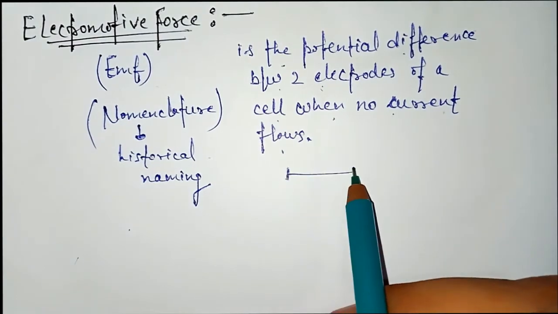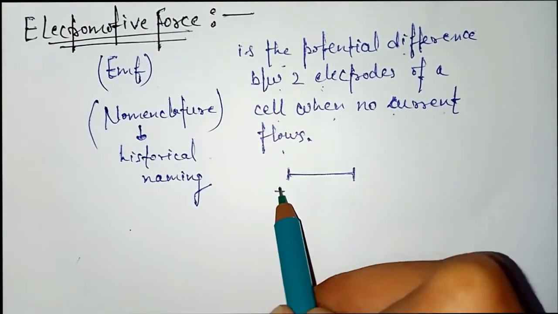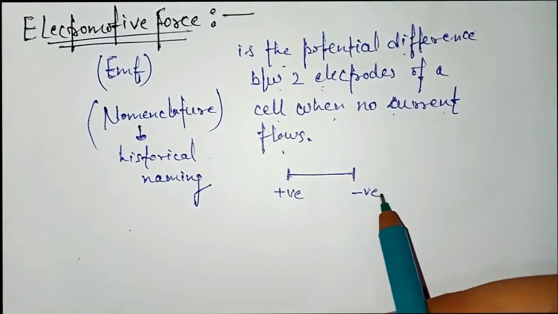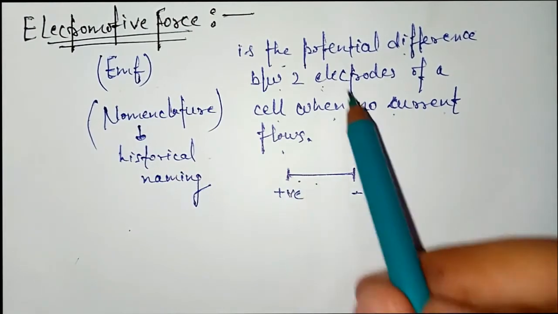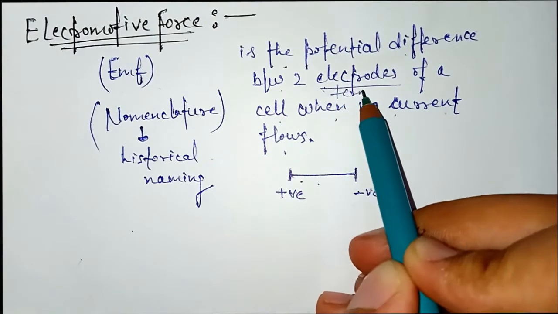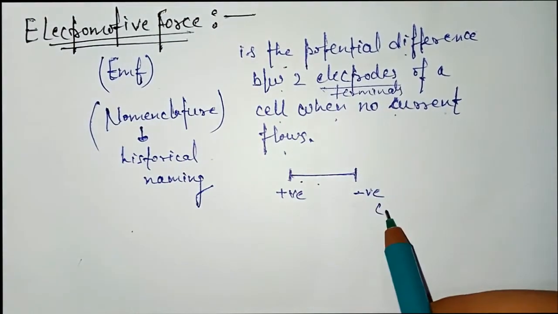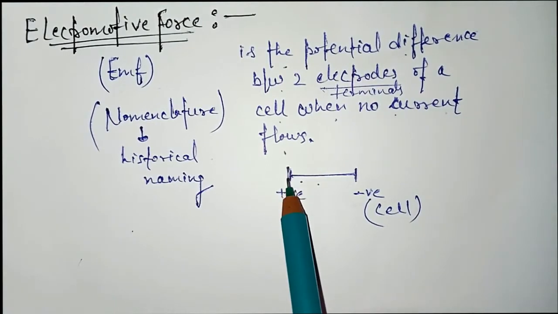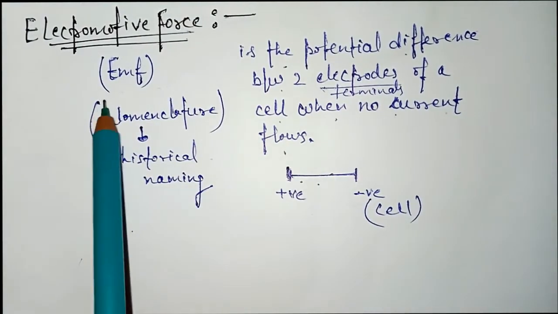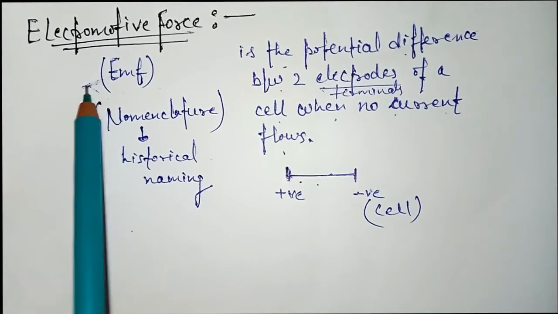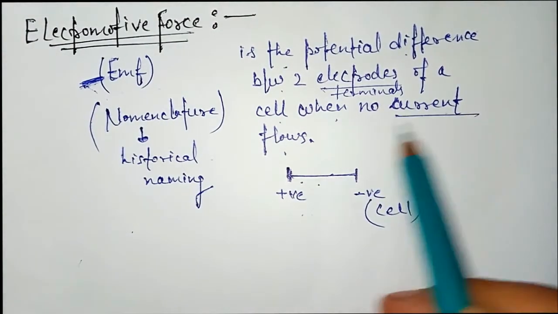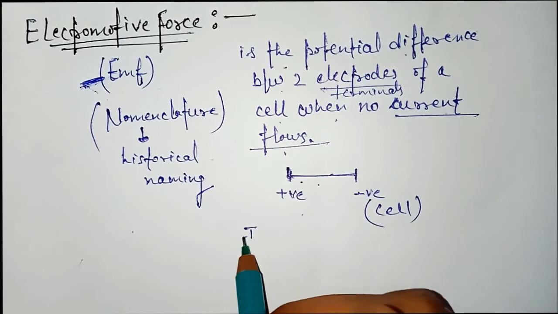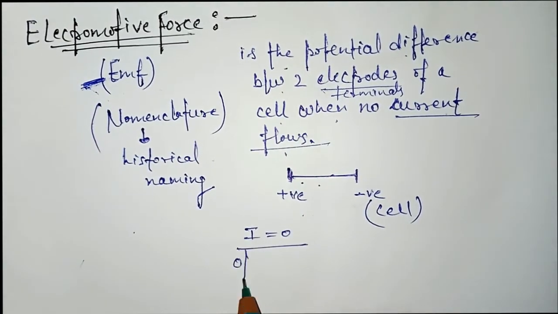Take a cell. Let's suppose I have a cell. Every cell has two terminals, that is a positive terminal and a negative terminal. The potential difference between these terminals, here you can also say electrodes, you can call EMF. Okay, that is under one condition, when no current flows, that is I is equal to 0, meaning open circuit.